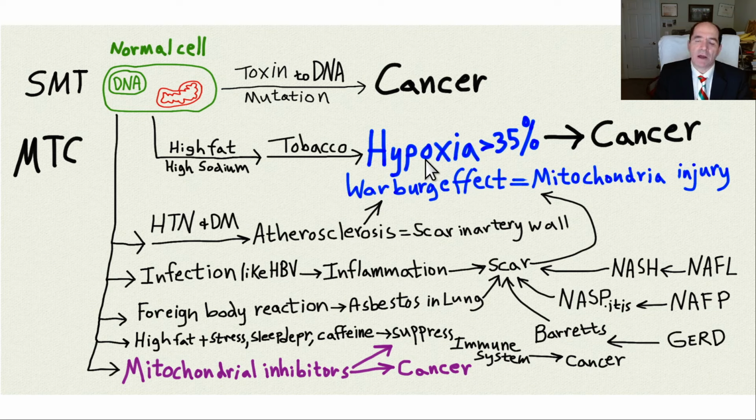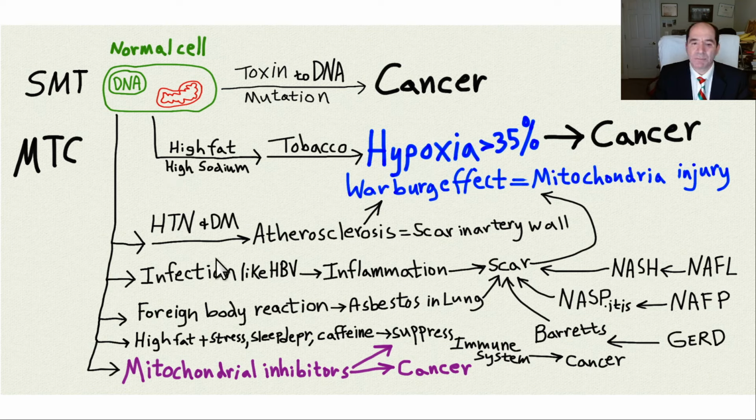The mitochondria are injured by hypoxia because they need oxygen to run oxidative phosphorylation. Oxygen is the ultimate acceptor of those electrons passed down the electron transport chain on the inner mitochondrial membrane. Okay, so you got that basic stuff. You need to know the Warburg effect. It's the foundation of the metabolic theory of cancer.